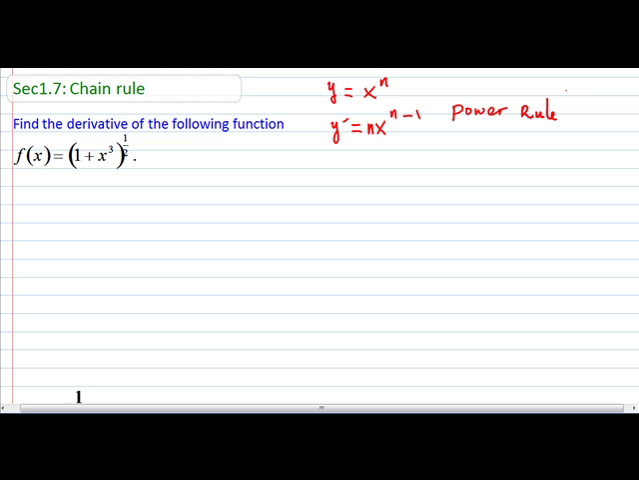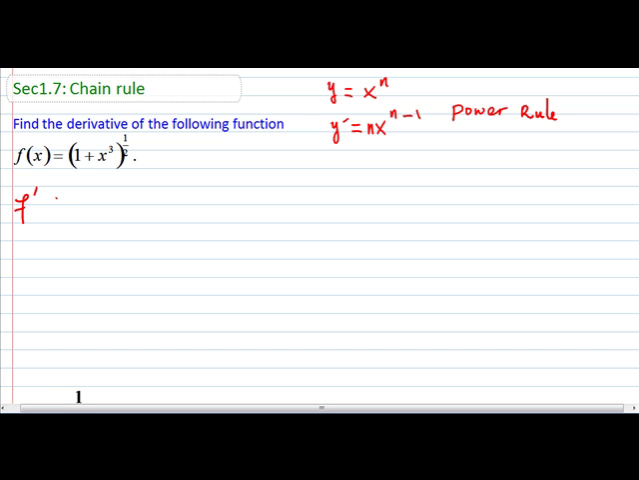Now, the chain rule works when you have a function inside a function. f of x is (1 plus x to the cube) and the whole thing raised to the 1/2 power. This is an example of a function inside a function. One way to recognize this is to look at the base. Your base here is 1 plus x to the cube. Your base is complicated. That means your base itself is a function.